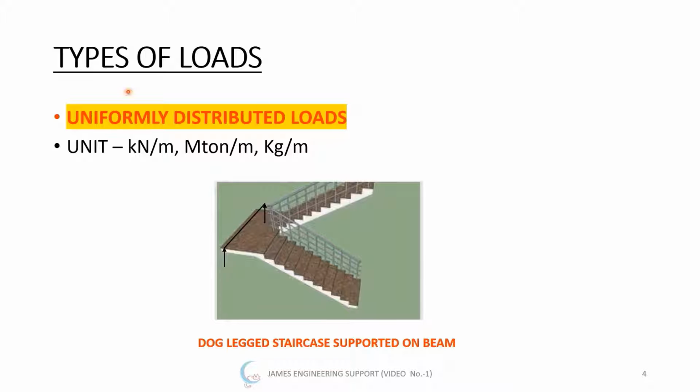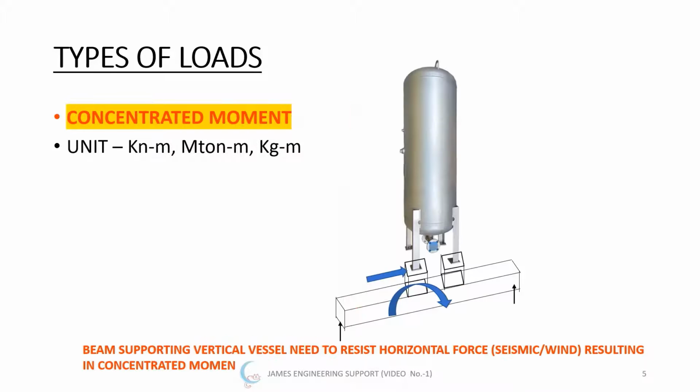So next is a uniformly distributed load. This is a dogleg staircase supported on a single beam. This is where you can find uniformly distributed load. The unit will be kilonewton per meter, kg per meter, or metric ton per meter, etc. Next is the concentrated moment.